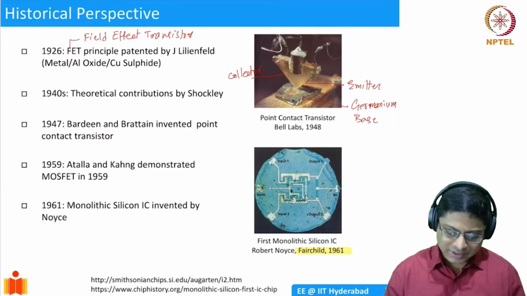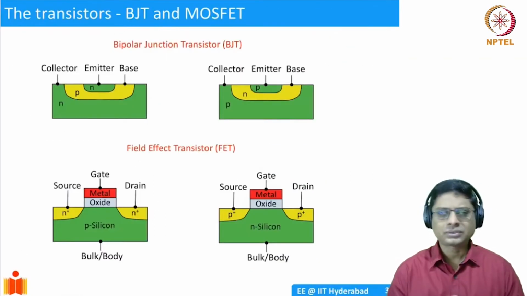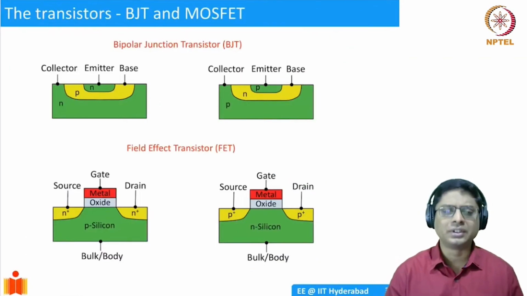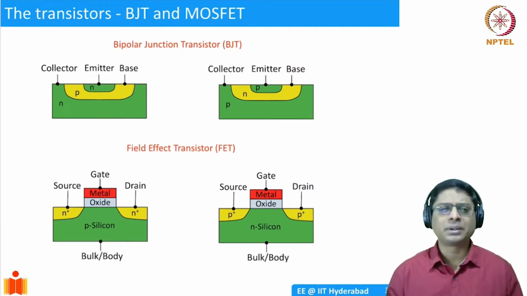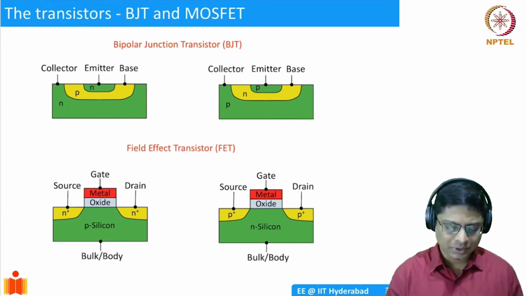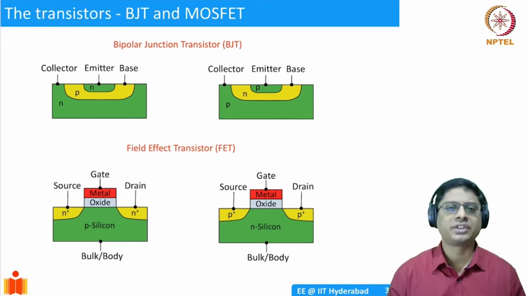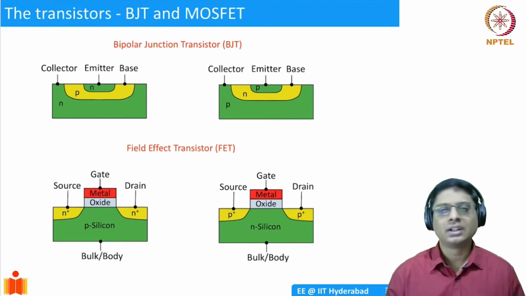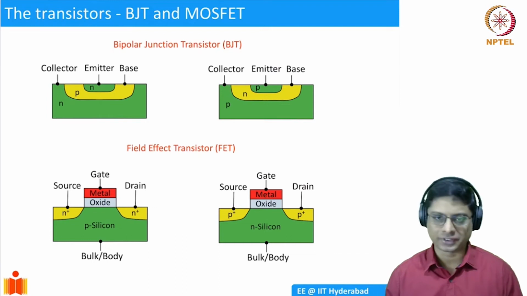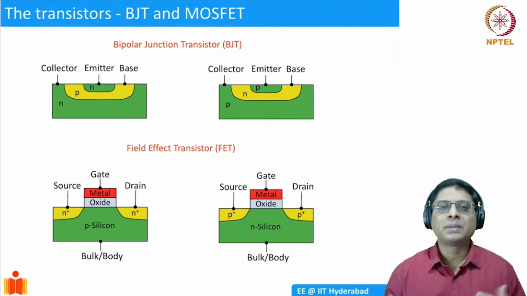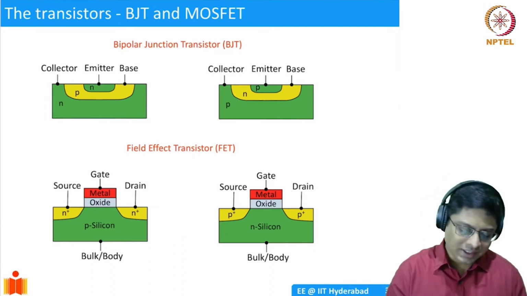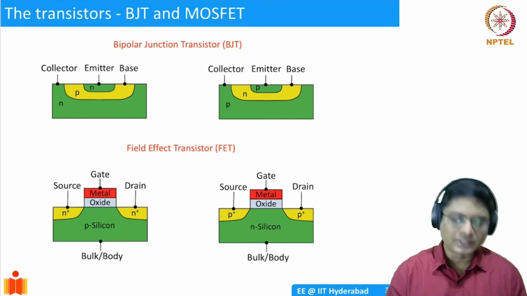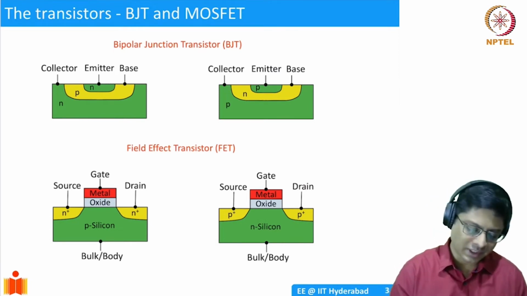So what are these transistors? We can even think of junction FETs and things like that, but I'll just broadly talk about two classes: bipolar junction transistors, BJTs, and MOSFETs, metal oxide semiconductor field effect transistors. So what is a bipolar junction transistor? Essentially, it consists of two PN junctions. You could think of it like this.